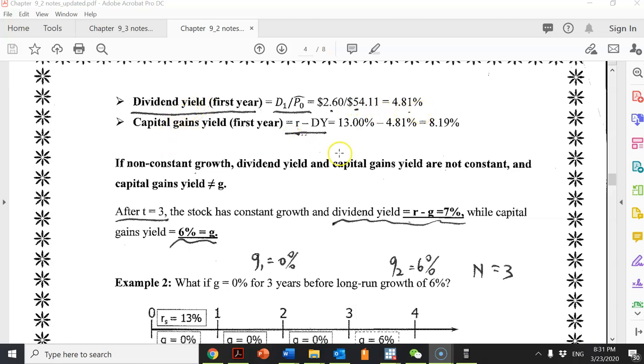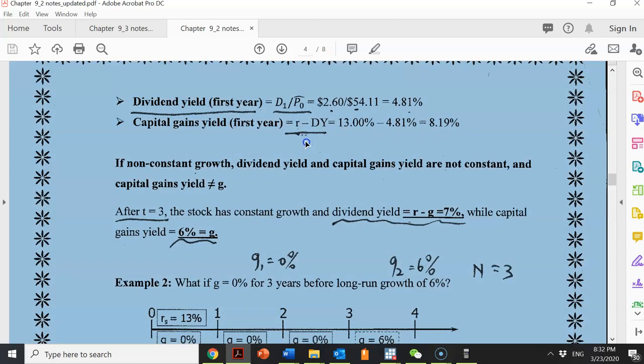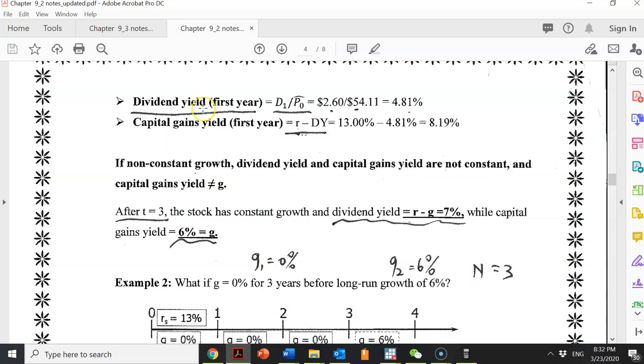For capital gains yield, of course, the original definition is P1 minus P0 over P0. But we also know the definition for total return of the stock equals dividend yield plus capital gains yield. So capital gains yield is just the total return minus dividend yield. We know both of them, so we can know capital gains yield as 8.19%. In non-constant growth, dividend yield and capital gains yield are not constant, and capital gains yield does not equal G, especially for the first stage.